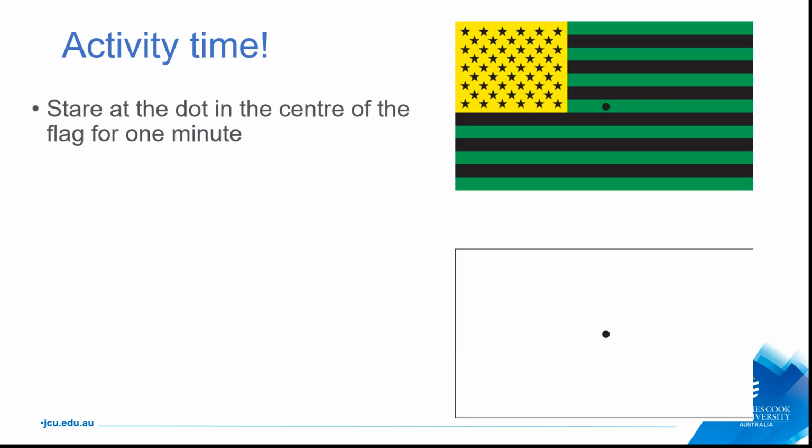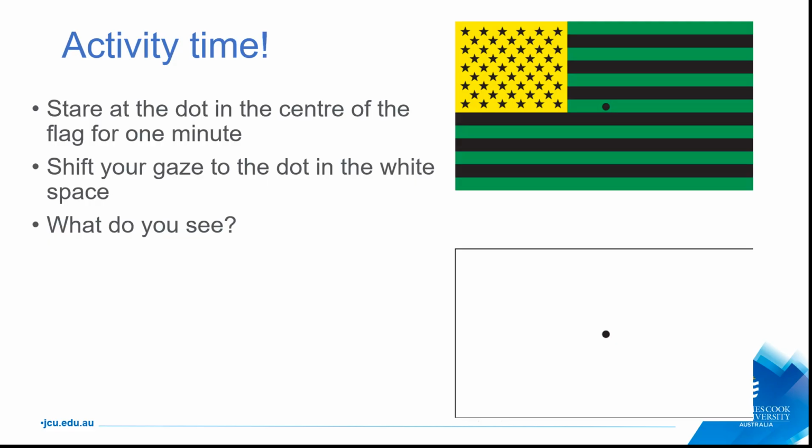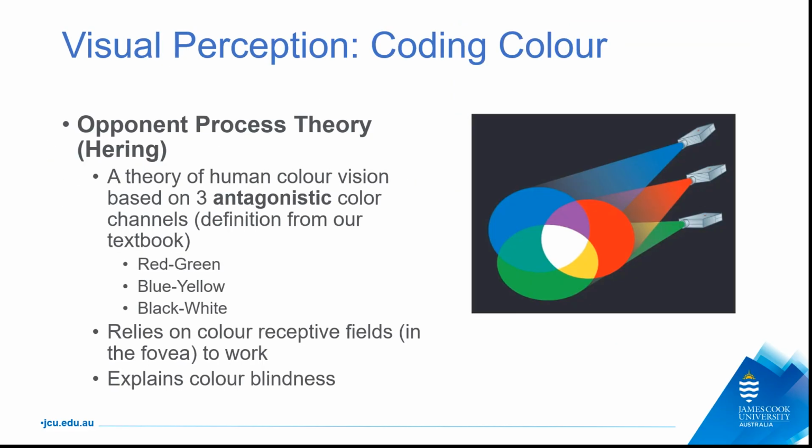Okay, let's just do this for a while. Activity time. Even though I know that we know what we should be seeing, just try. Let's do it for a few seconds. Set the dot right at the center of the flag, and then after that, shift your gaze to the dot in the white space. What do you see? Very hard. Even when I do this on my own screen, I can stare at this forever. You're supposed to see the USA flag, literally a USA flag with all the right colors, right?